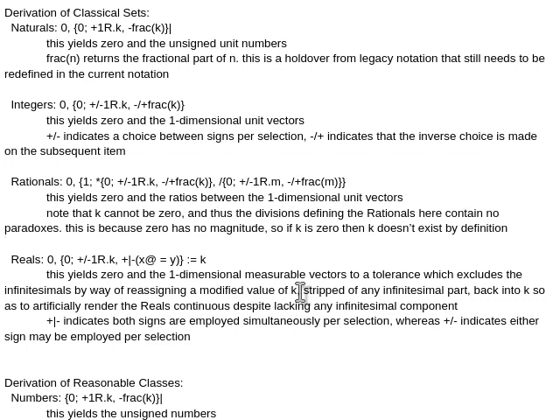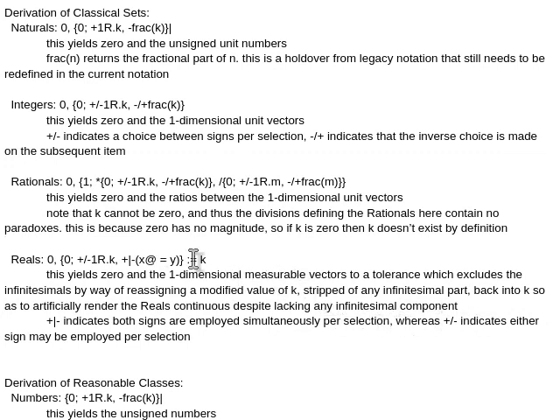And this is what renders the reals continuous, despite being Archimedean. Okay? So this yields 0 and the one-dimensional measurable vectors to a tolerance which excludes the infinitesimals by way of reassigning a modified value of k, stripped of any infinitesimal part, back into k, so as to artificially render the reals continuous, despite lacking any infinitesimal component.